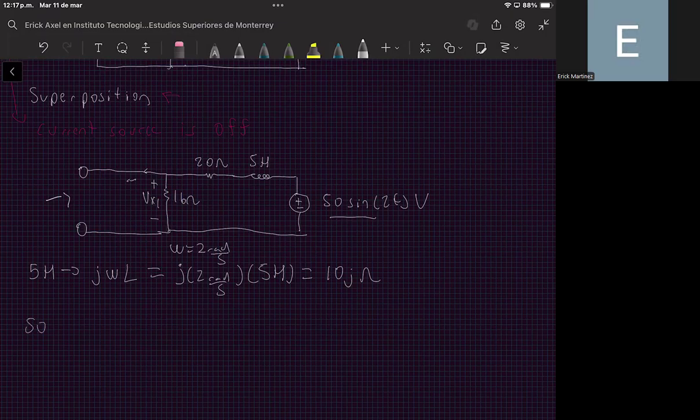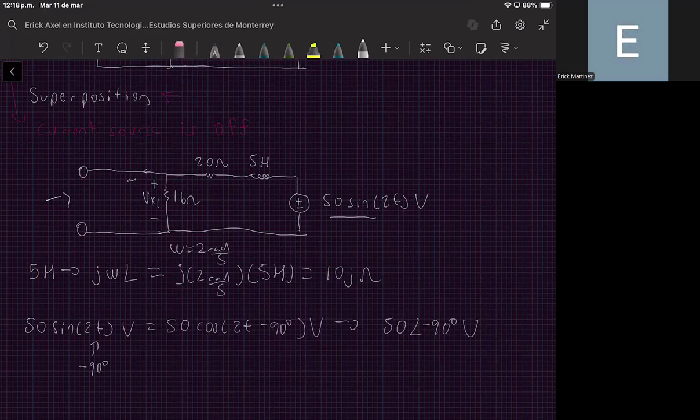We also need to compute the phasor of the voltage source. Here we have 50 times the sine of 2 times t volts. Remember that we need to convert the sine into a cosine to obtain the phasor, so we subtract 90 degrees from the argument. So here we have 50 times the cosine of 2 times t minus 90 degrees volts. The phasor of this is equal to 50 with an angle of minus 90 degrees volts.